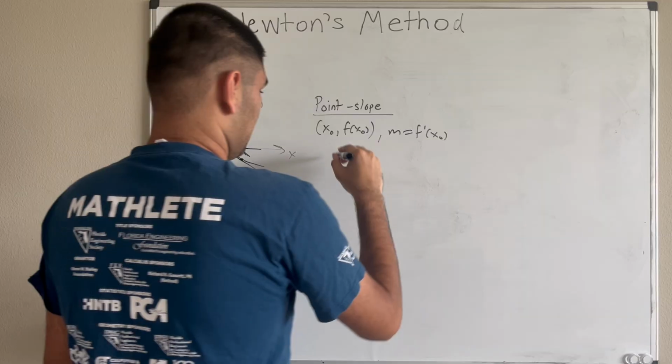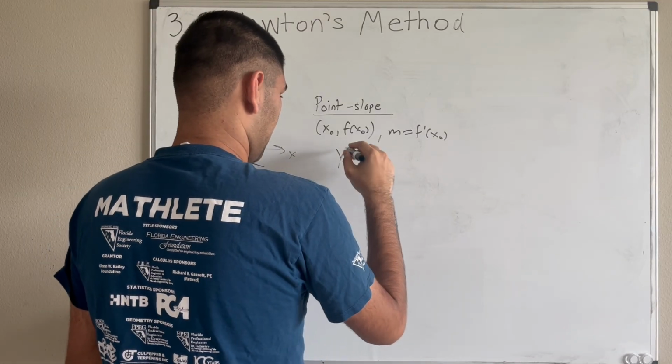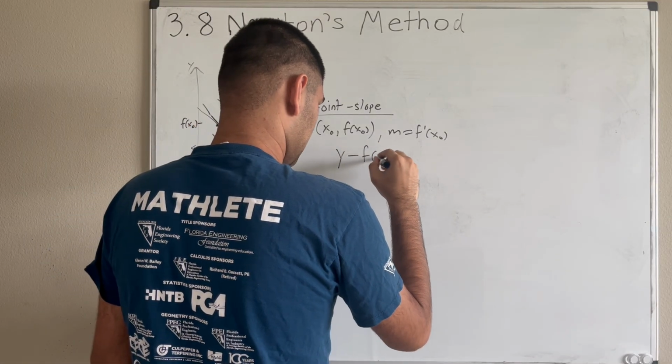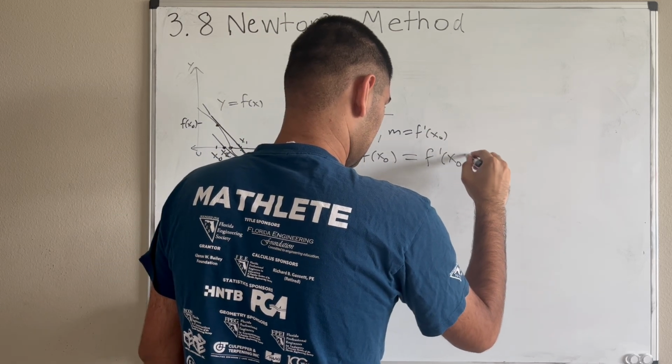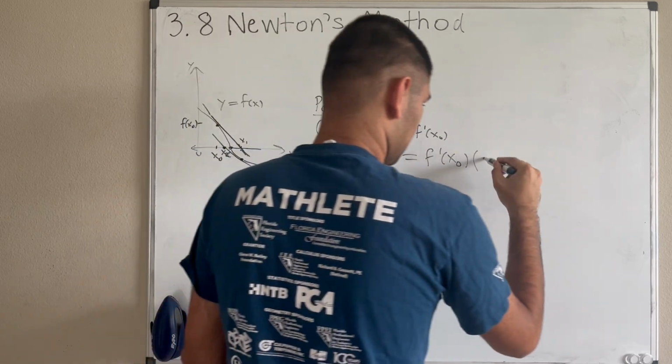So then we can go ahead and apply point slope form. So we have y minus f of x naught equals our slope, which is f prime of x naught, times x minus x naught.